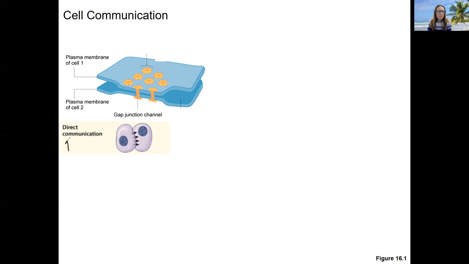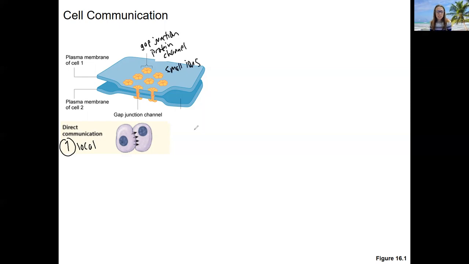So the first one is direct communication. This is very local. It's one cell talking to another that is next door. And they have to be next door because how this works is through these gap junction channels. So this is actually a gap junction. It's a protein channel, so it's made out of a protein. And these physically connect cell one and cell two, two different cells. So these are going to be small molecules that pass across these channels. A protein is not going to go through this channel. So it's going to be small, typically ions.